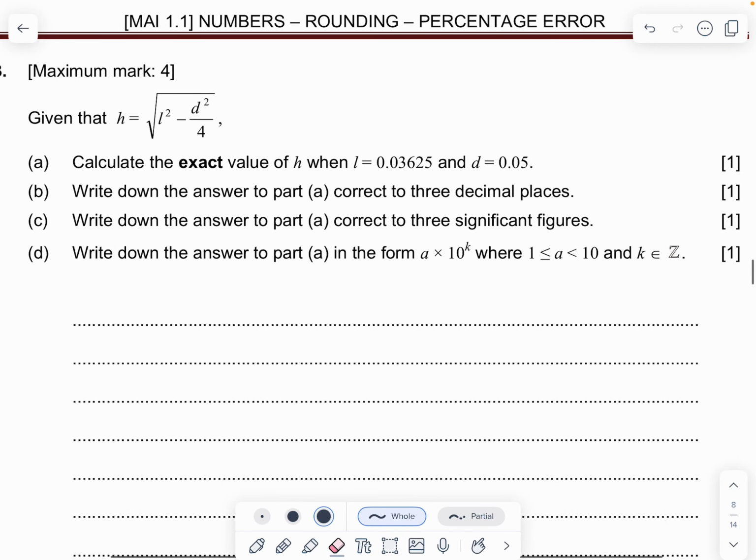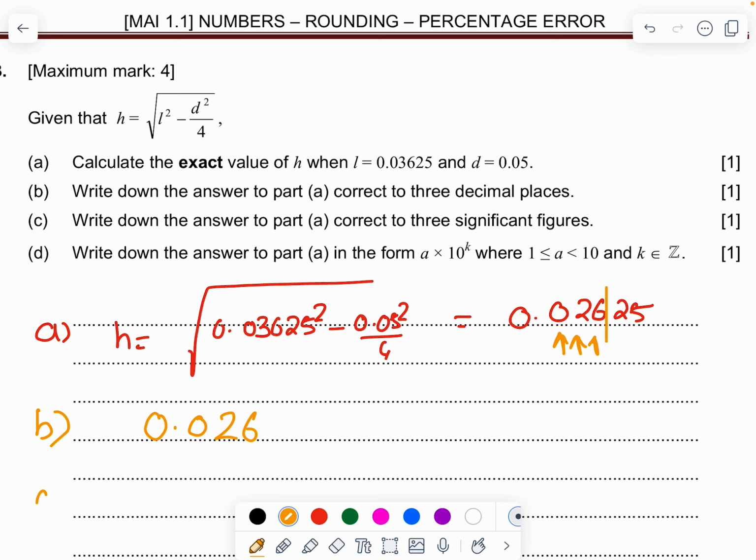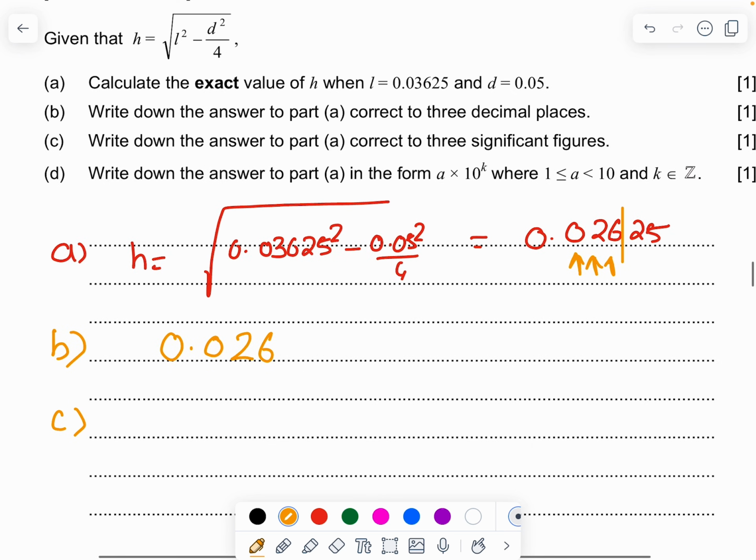Question number 13. Calculate the exact value. When I plug that one in, h equals the square root of 0.03625 squared minus 0.05 squared divided by 4. When I simplify that, I should be getting the answer 0.02625. Now part B, write down the answer in part A in 3 decimal places. So 1 decimal place, 2 decimal places, 3 decimal places, draw the line. So it becomes 0.026.